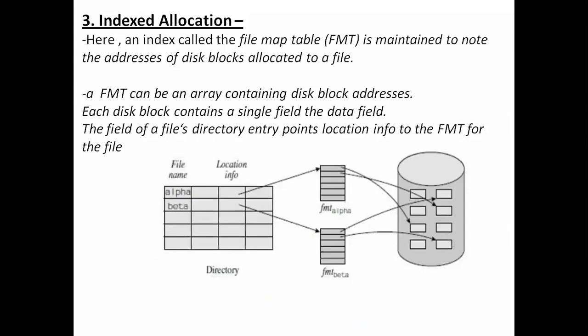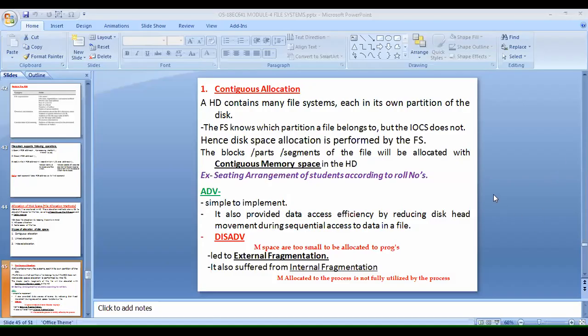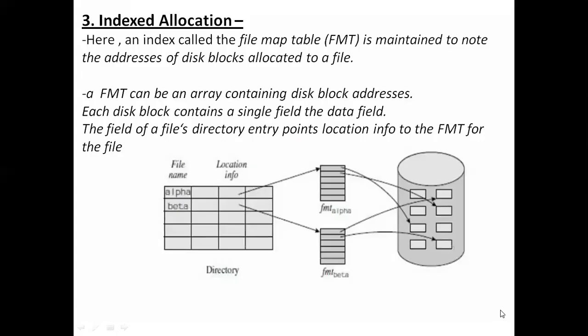So the third one is something called index allocation. We have the third type of disk allocation method, and we call it index allocation. So what are the points regarding index allocation? We have a similar use of a directory, and we have something called FMT alpha and FMT beta. This FMT is nothing but a file map table. We have a separate file map table for each and every file.